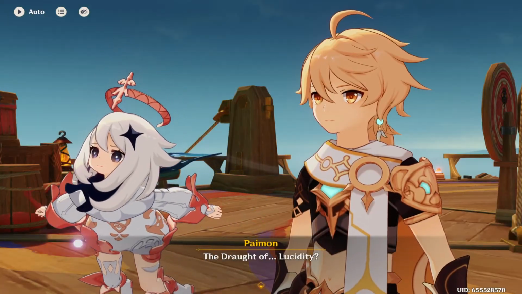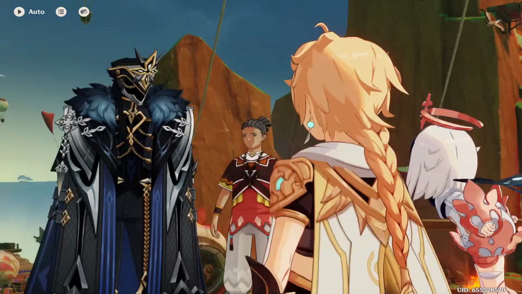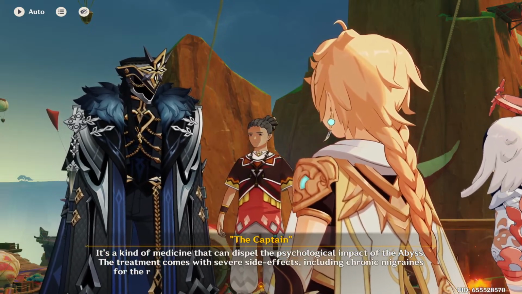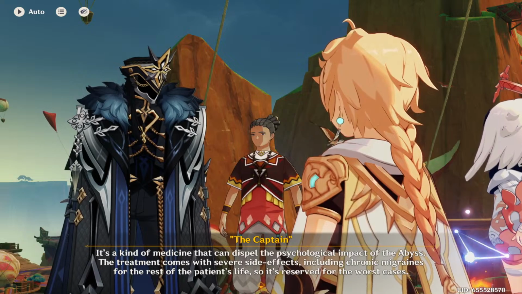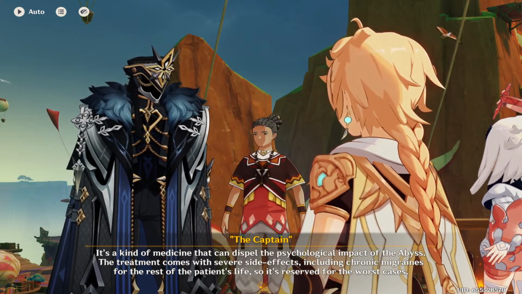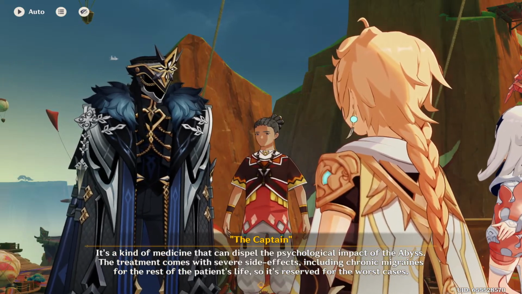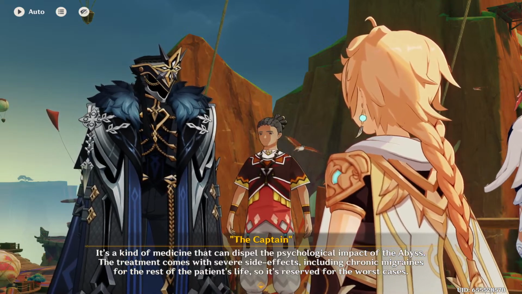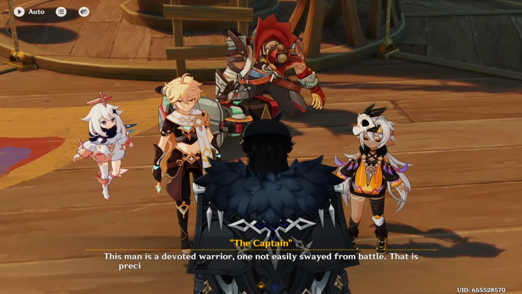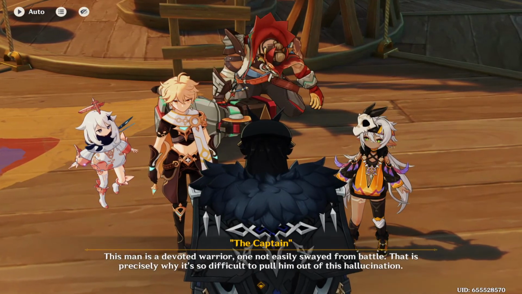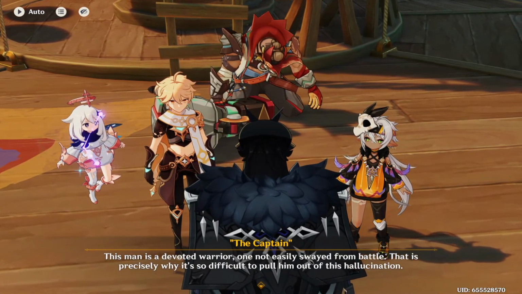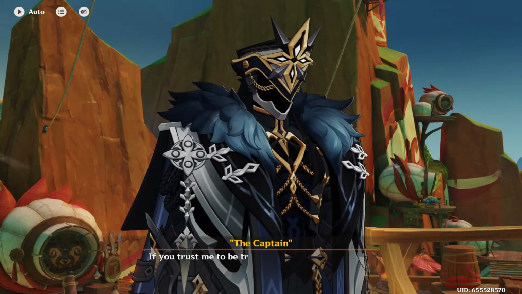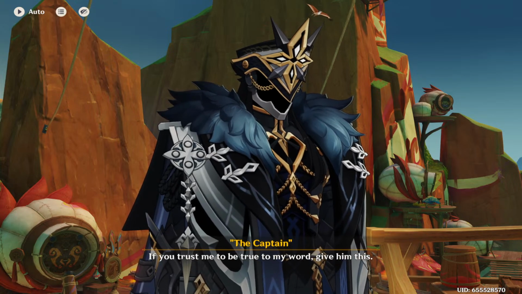The Draft of Lucidity? It's a kind of medicine that can dispel the psychological impact of the Abyss. The treatment comes with severe side effects, including chronic migraines for the rest of the patient's life. So, it's reserved for the worst cases. This man is a devoted warrior, one not easily swayed from battle. That is precisely why it's so difficult to pull him out of this hallucination. If you trust me to be true to my word, give him this.